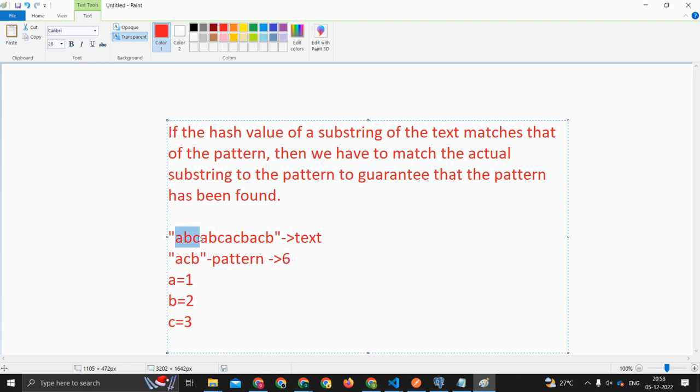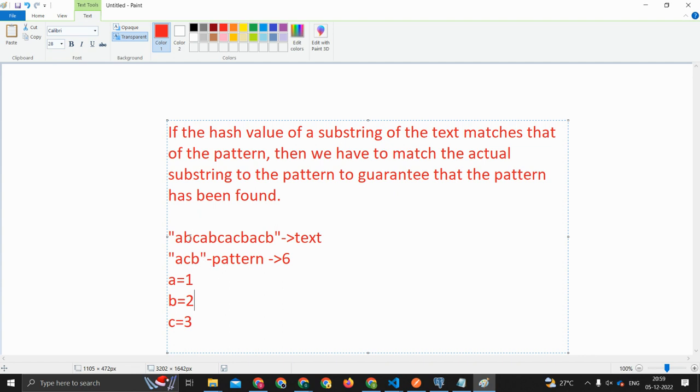Now we check the total value for the text substring, ABC. Suppose it is 6, then the hash value matches, which is the first step. Even then, we have to go for individual characters A, B, C. It can also be C, A, B, something like that. So we have to match individual characters to check whether that exact string matches with the pattern.